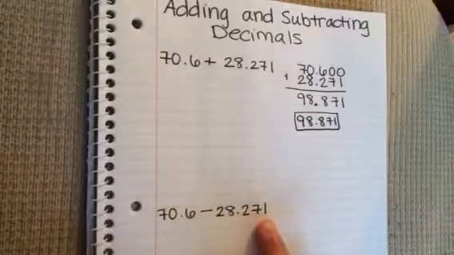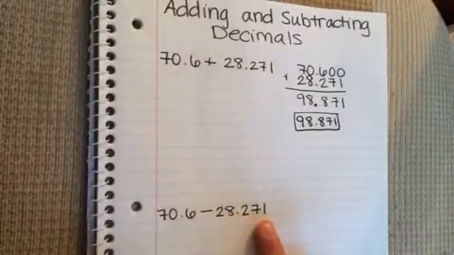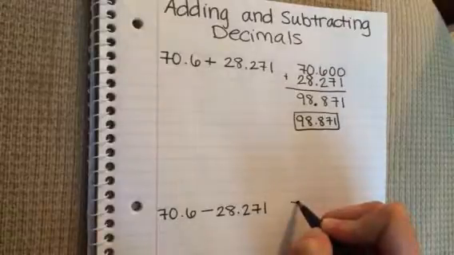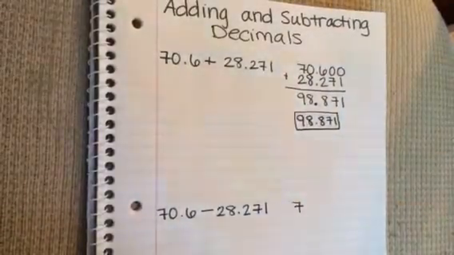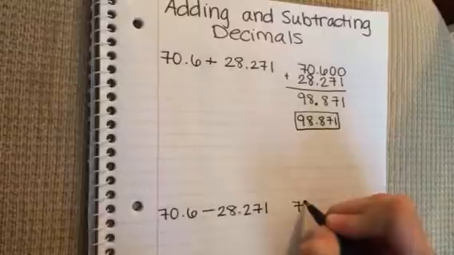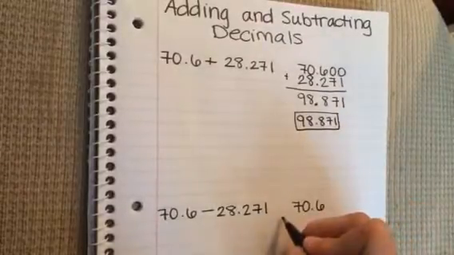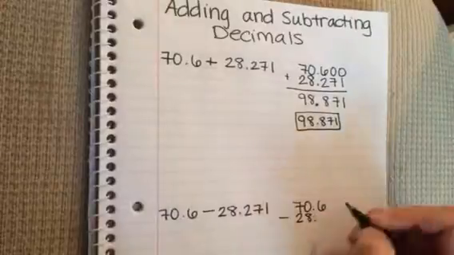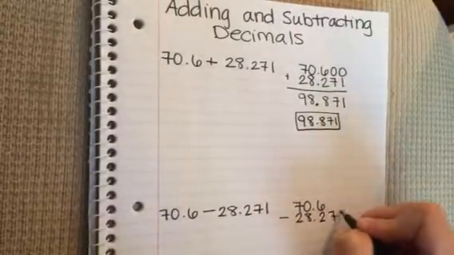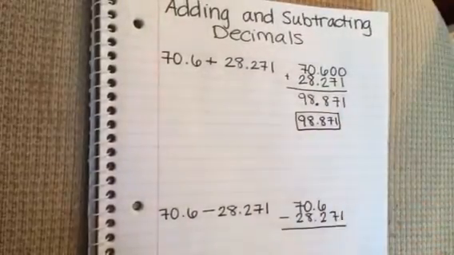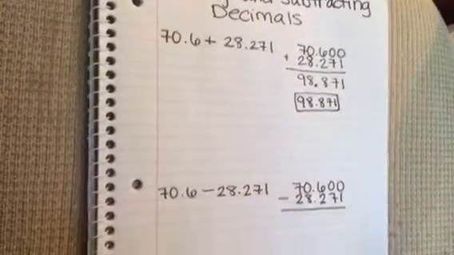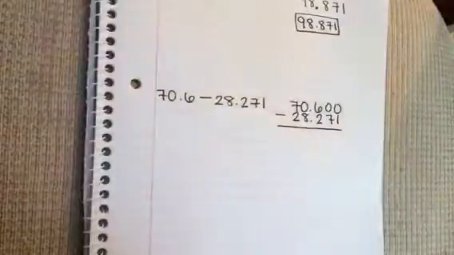How about if this were a subtraction problem? It would operate the same way. So, like the previous example, I'm going to go ahead and write my first number, and then I'm going to subtract my second number, making sure that the columns, just as before, are lined up. And similarly, I'm going to make sure I represent the missing columns with zeros.